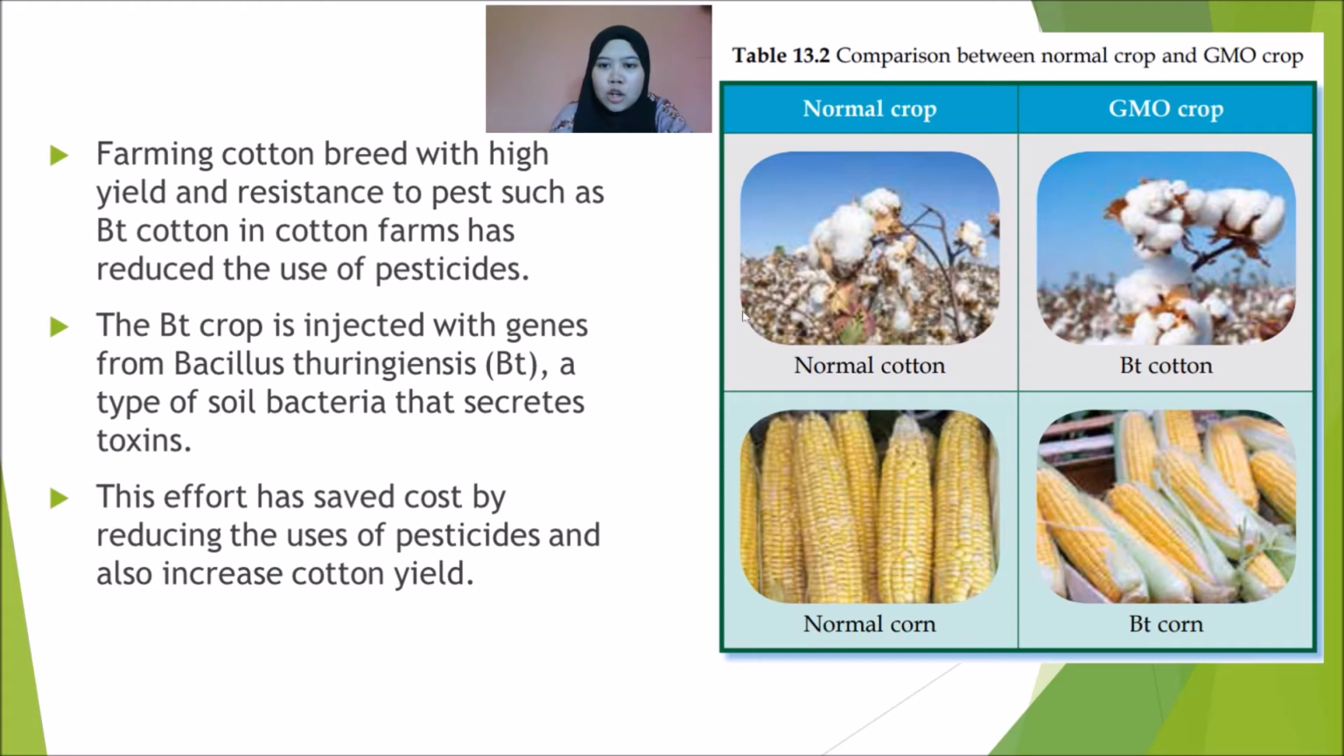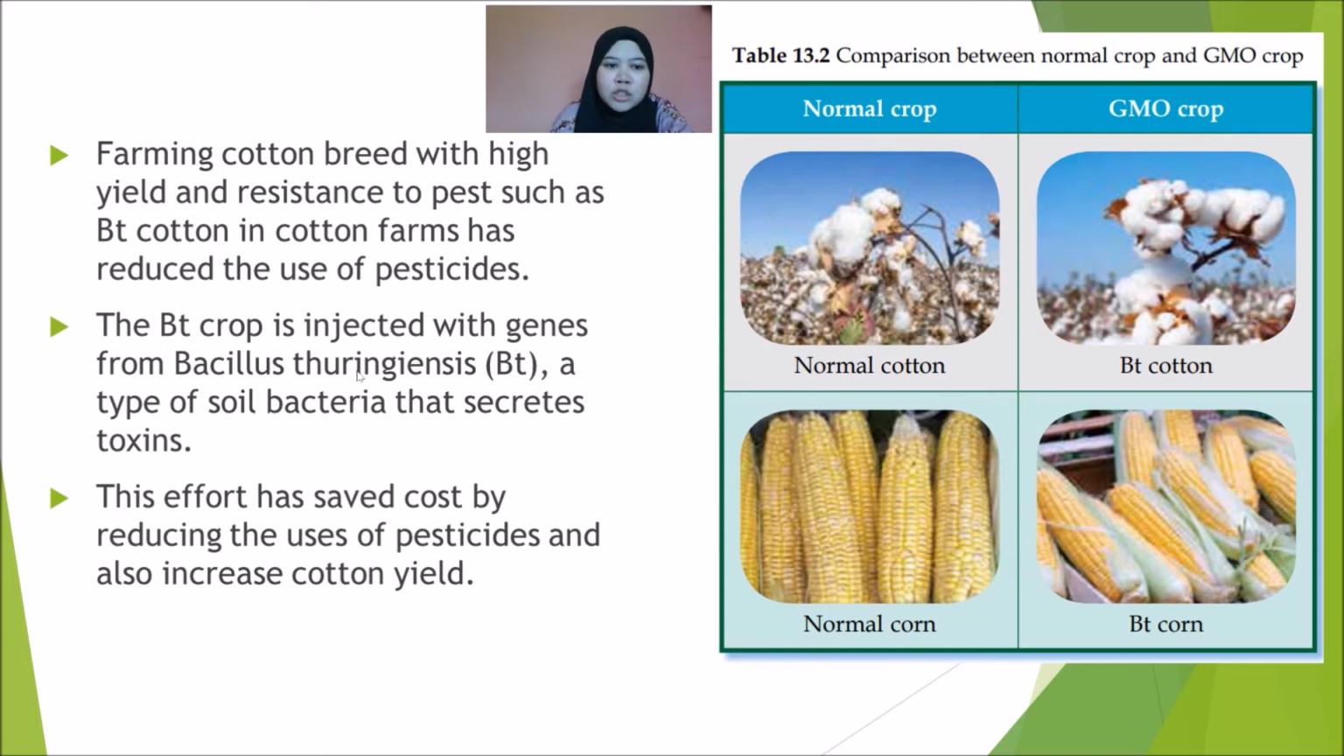Okay, this is the normal crop before we change it into GMO crop. So, BT cotton is the new plant that is tolerant to the pest or herbicide. Farming cotton breed with high yield and resistant to pests such as BT cotton in cotton farm has reduced the use of pesticide. The BT crop is injected with genes from Bacillus thuringiensis, BT. So that's why the name is BT cotton.